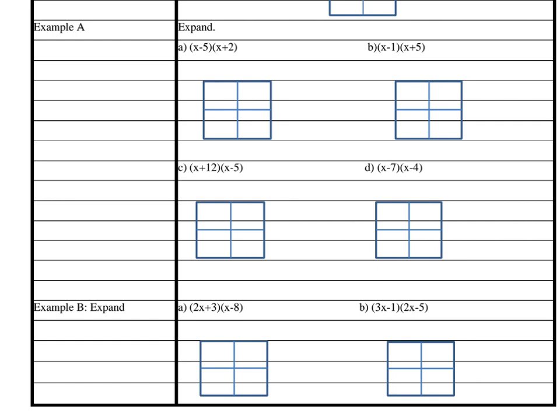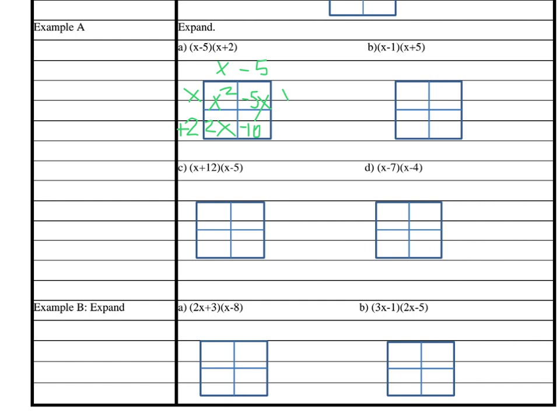Alright, so for example A, we have x minus 5, and then x plus 2. I always like to keep the sign in front of the number so that I don't forget. In this first box here, we're going to do x times x and put it here, which is x squared. Next we do x times negative 5 in this box, which is negative 5x. And then x times 2 in this box would be 2x. And then 2 times negative 5 in this box would be negative 10.